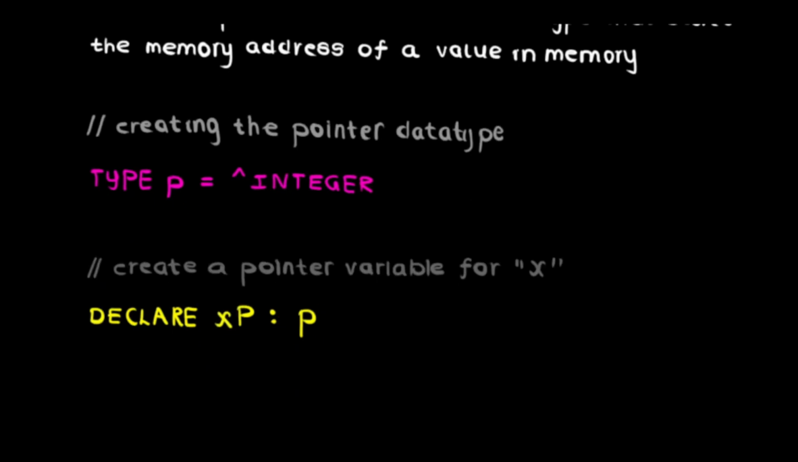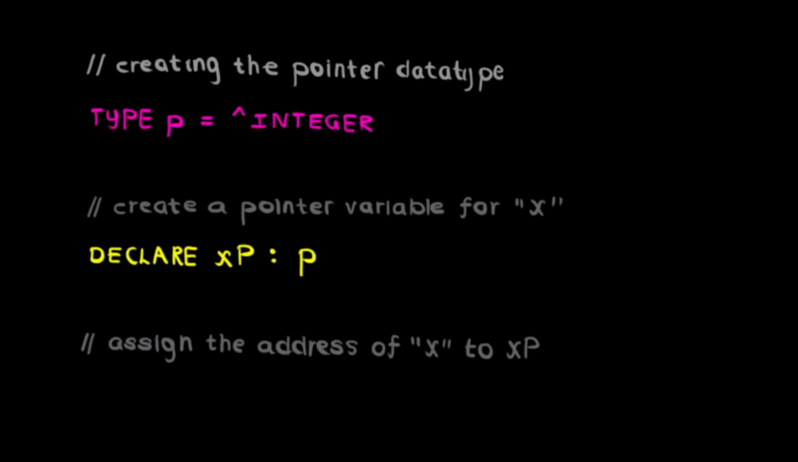And then I can assign the address of x to xP, where x pointer will now get the address of x. So how that works is I can do xP is assigned circumflex x.